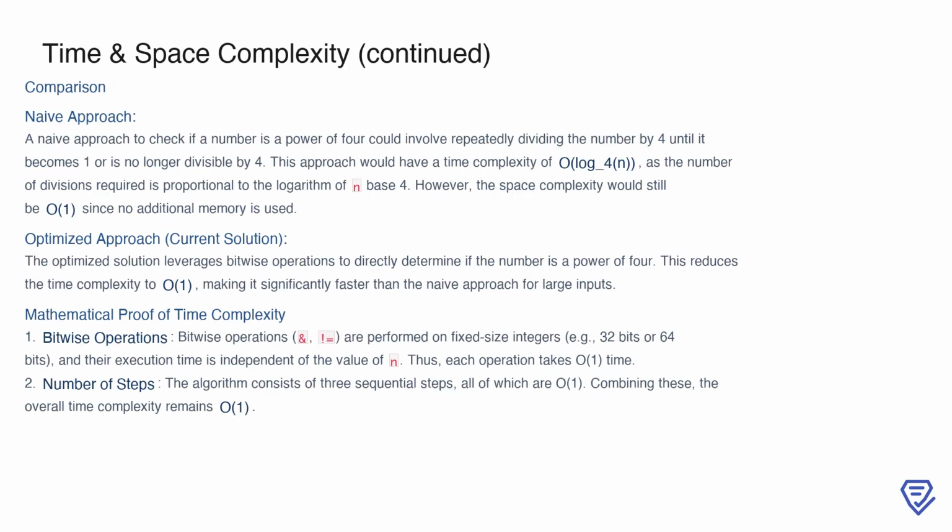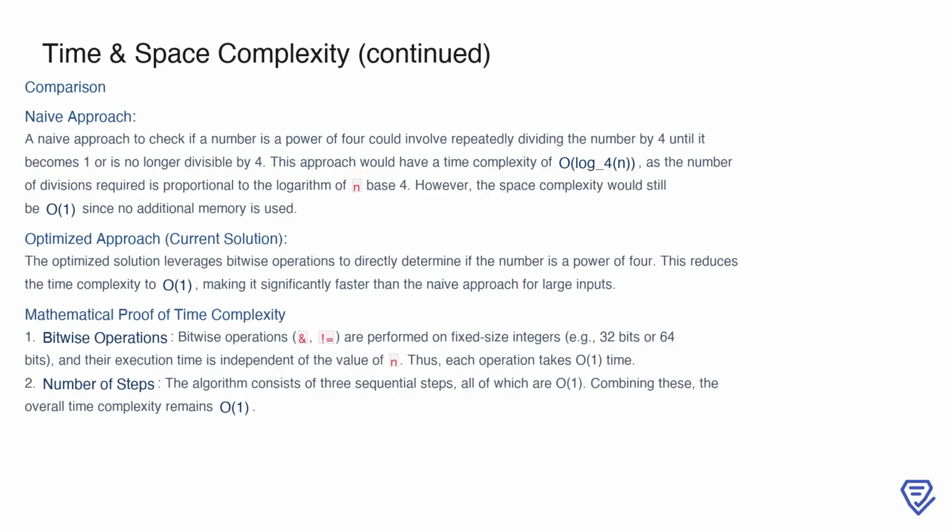A naive approach to check if a number is a power of 4 would involve repeatedly dividing the number by 4 until it either becomes 1 or is no longer divisible by 4. While this method is straightforward, its time complexity is O(log_4 n), because the number of division operations required is proportional to the logarithm of n with base 4. However, it still maintains a space complexity of O(1), as no extra memory is used.